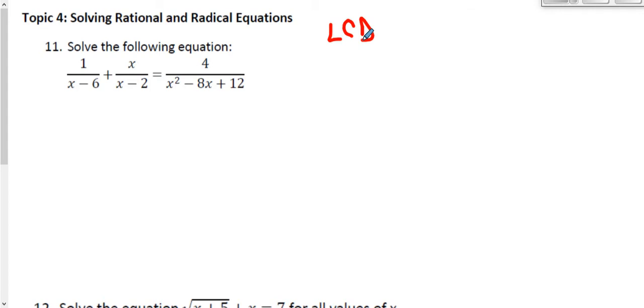So in the first fraction, I have x minus 6 in the denominator. In the second, I have x minus 2. And in the third, I have a quadratic that hasn't been factored. So I'm going to have to factor that before I can keep going. I'm going to do that by making a quick t-chart. I'm going to have to find 2 things that multiply to 12 and add to negative 8.